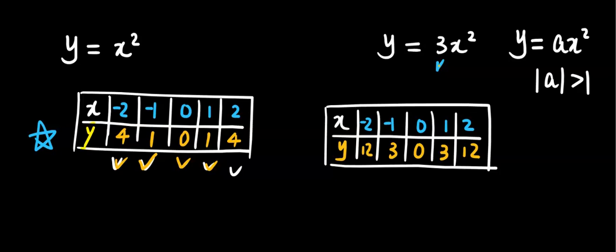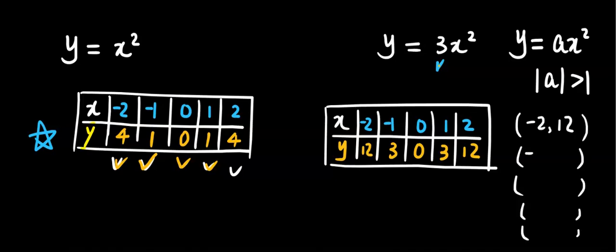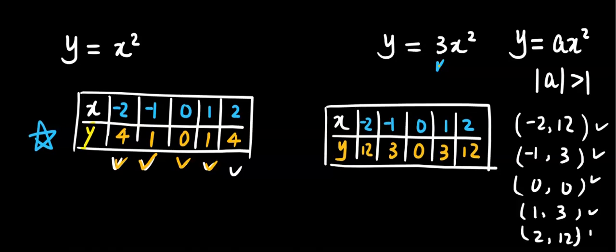Now, you just got a whole new set of points. We can write out the points. We have -2, 12, -1, 3, 0, 0, and 1, 3, and 2, 12. If you are graphing by hand, this is the time you start to plot these points on your graph. Then you will see what the graph of y equals 3x squared looks like.